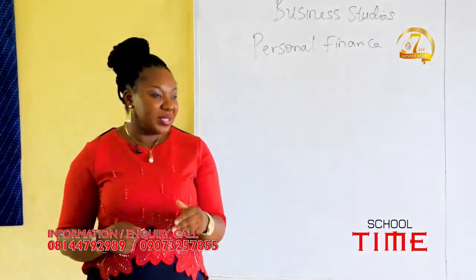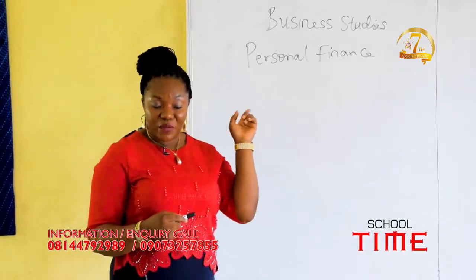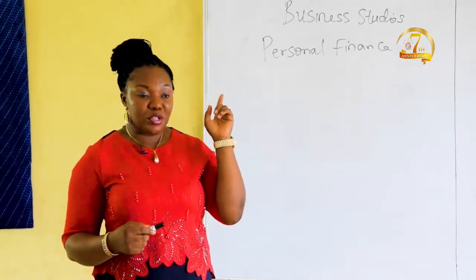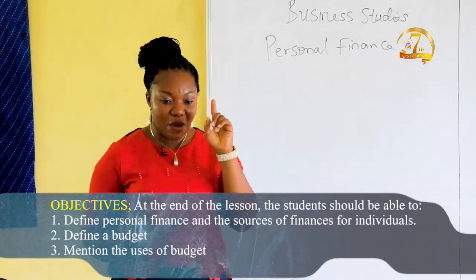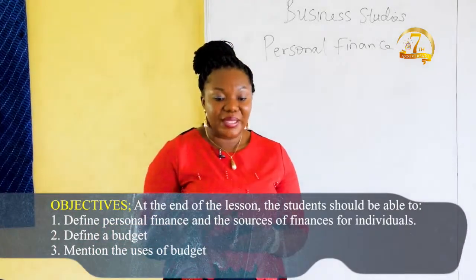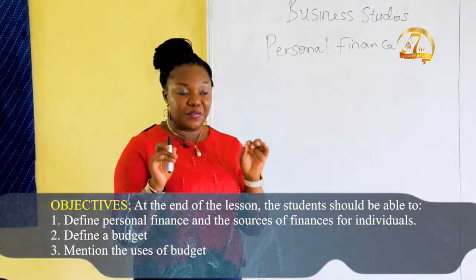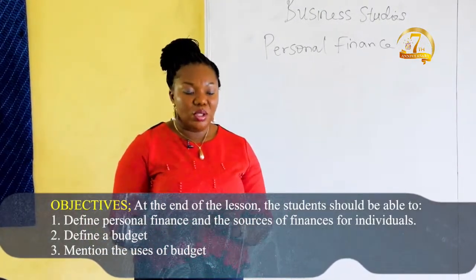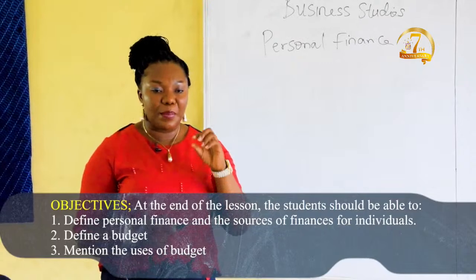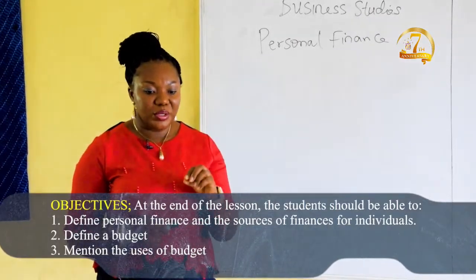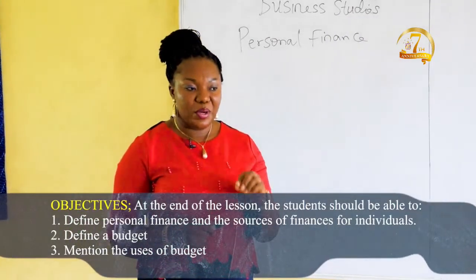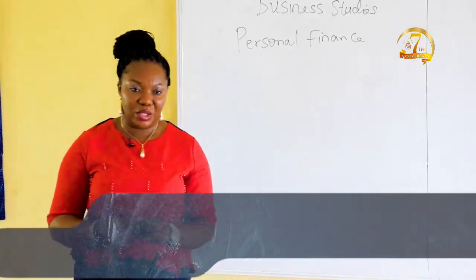Now we have objectives for this lesson. At the end of this lesson, you're supposed to know 3 things. The first one is you should know how to define personal finance and the sources of finances for individuals. The second one, you will learn how to define a budget. The third one, mention the uses of budget. Now let's take them one after the other.